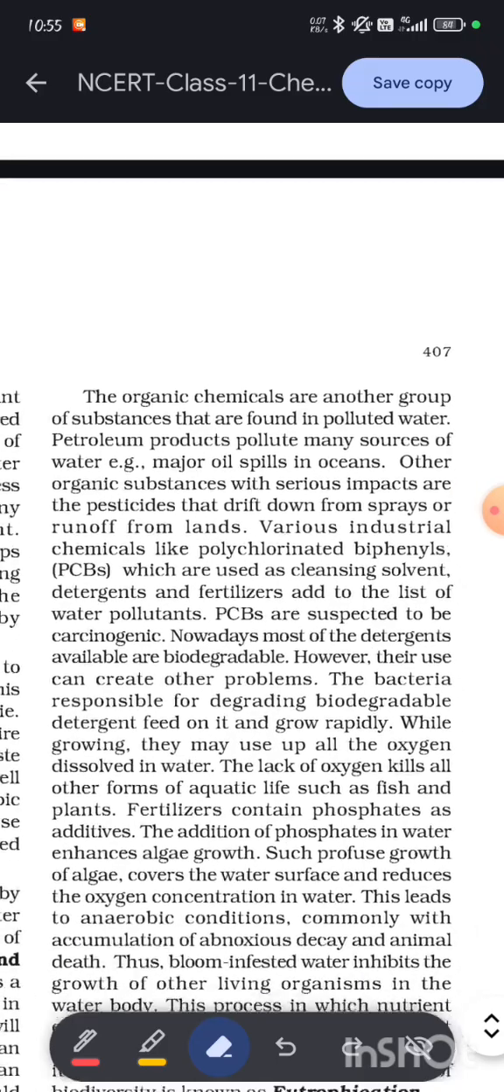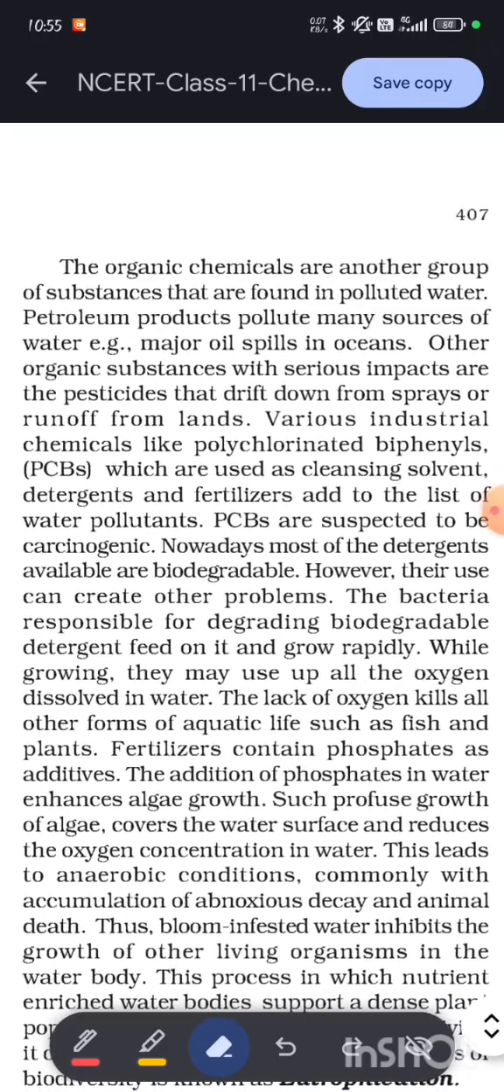Nowadays, most of the detergents available are biodegradable. However, their use can create other problems. The bacteria responsible for degrading biodegradable detergents feed on it and grow rapidly. While growing, they may use up the oxygen dissolved in water. The lack of oxygen kills all other forms of aquatic life, such as fish and plants.